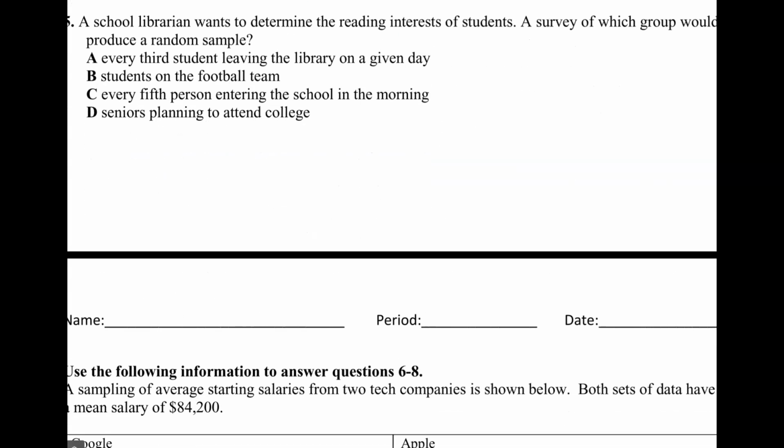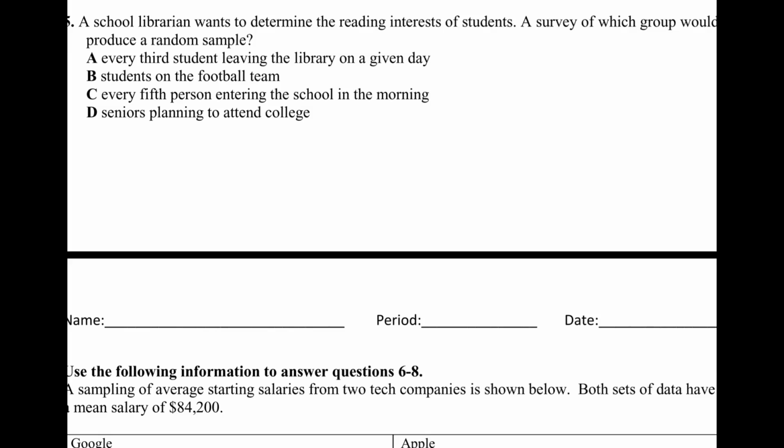A school librarian wants to determine the reading interests of students. A survey of which group would produce a random sample. So now I'm asking you, which of these would be a random sample? Every third student leaving the library on a given day? Okay. It's mostly readers. So it's different kids, it's not like the whole school is constantly going to the library every day. I think it should be seen.